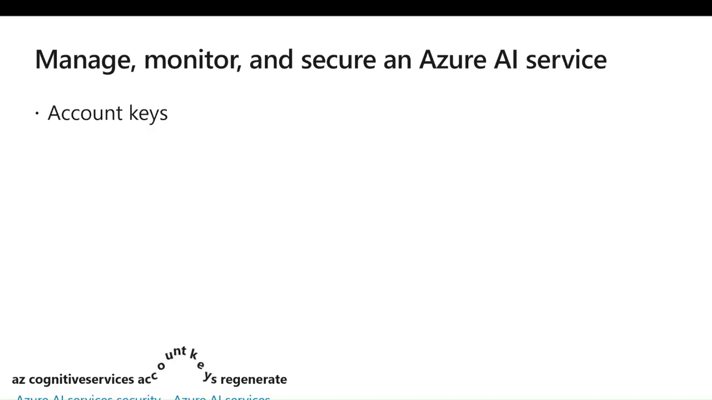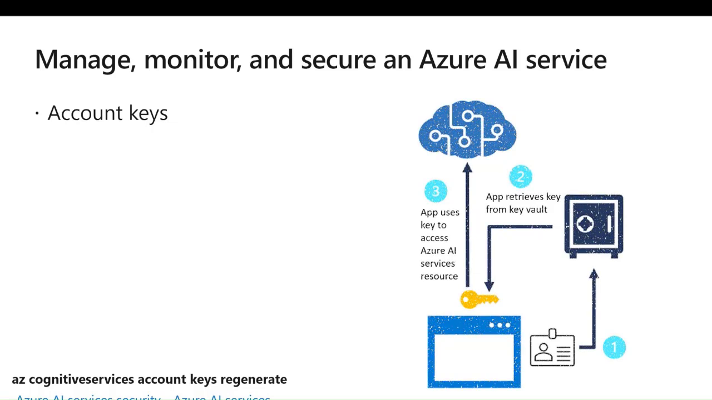You can regenerate keys using the Azure portal or using the command you saw at the bottom, az cognitiveservices account keys regenerate. To protect the account keys, you can also use Azure Key Vault. Take a look at this graphic to understand how this works. You can store the subscription key for an Azure AI Services resource in Azure Key Vault and assign a managed identity to client applications that need to use the service. The applications can then retrieve the key as needed from the Key Vault without risk of exposing it to unauthorized users.